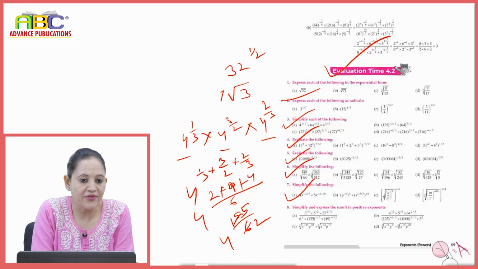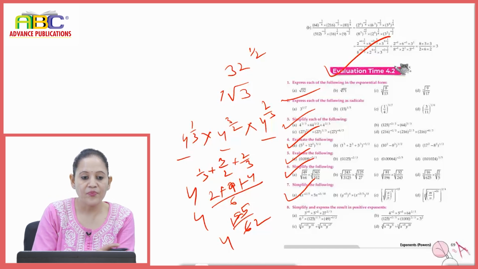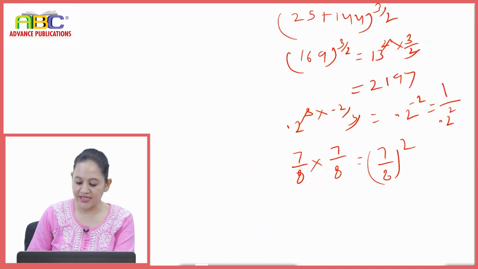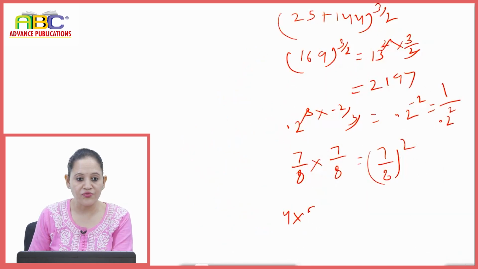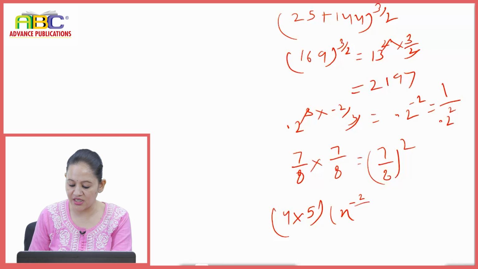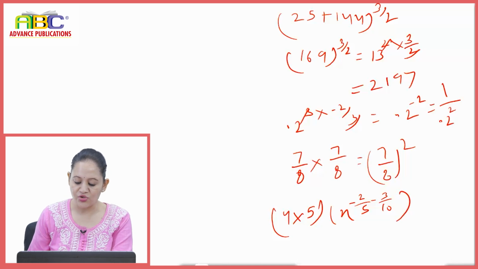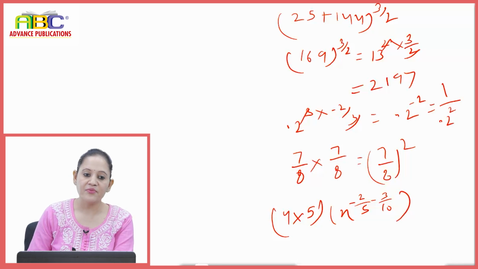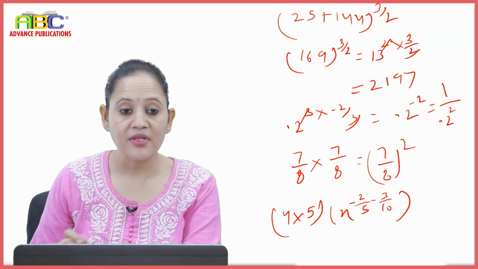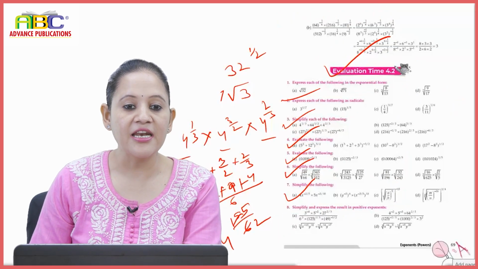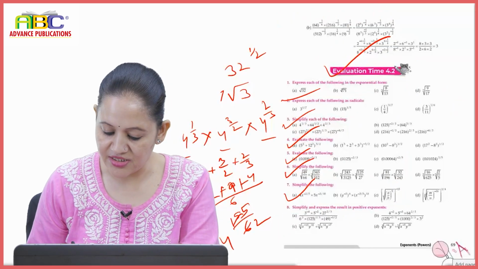Next, simplify the following. 4x to the power minus 2/5 into 5x to the power minus 3/10. So what will we do? We will write it as 4 into 5, x to the power minus 2/5, because the base is the same so the powers will add, and minus 3/10. Clear? Now we will solve this and find the answer. Clear?